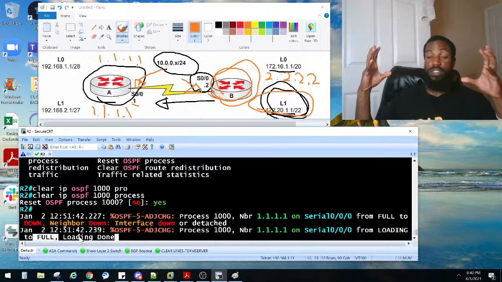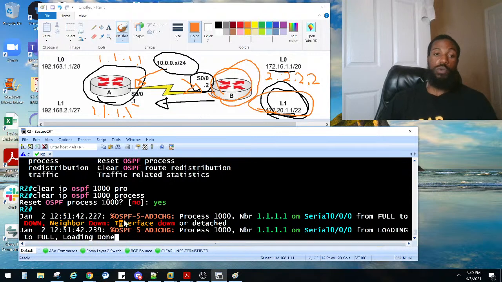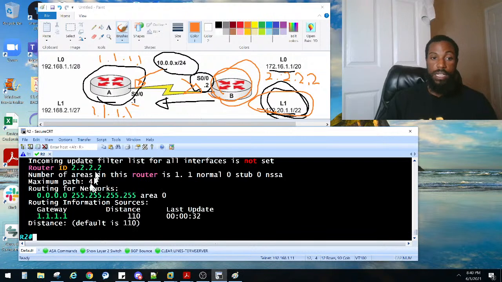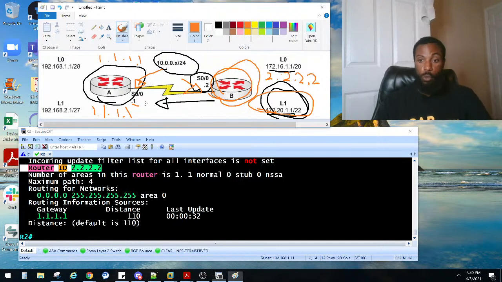That's when they become fully adjacent and they become neighbors, right? Loading done. So now let's run that show IP protocols again. Take a look at his ID, and now he's 2.2.2.2, and that's what they asked us to do, right? Now finally we're gonna ping across from the loopbacks and then call it a night, I believe. Yeah, because I think that's the only lab we're gonna do tonight.